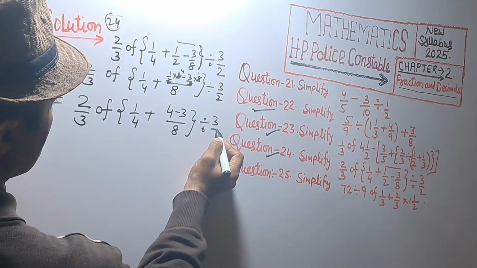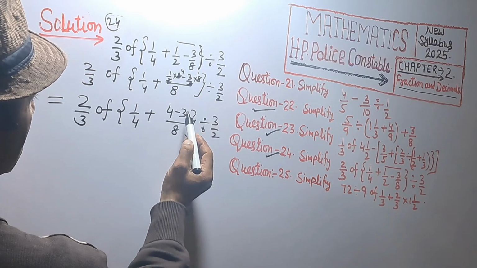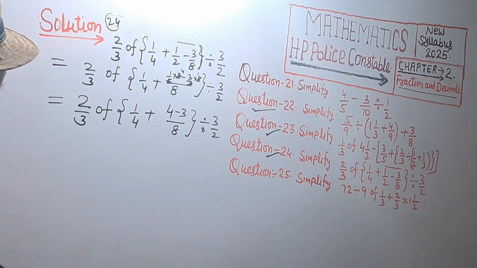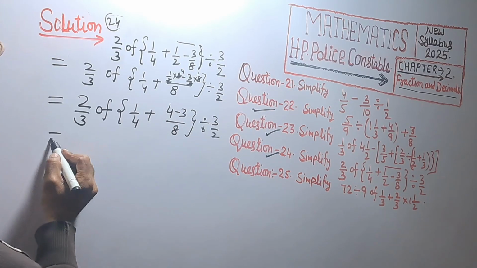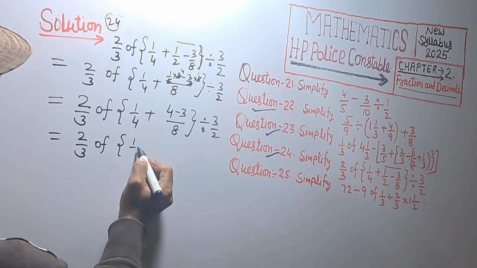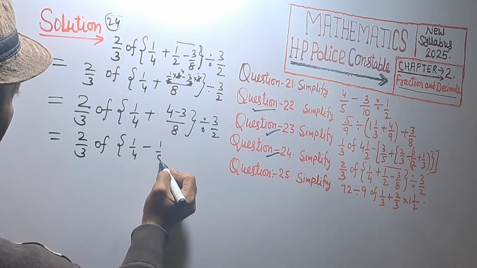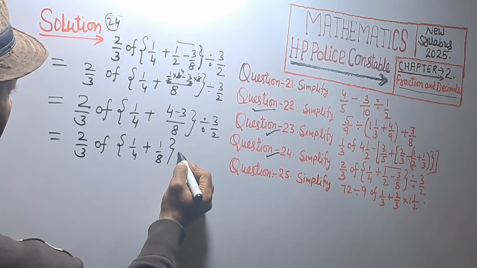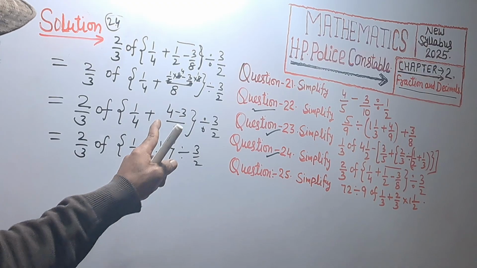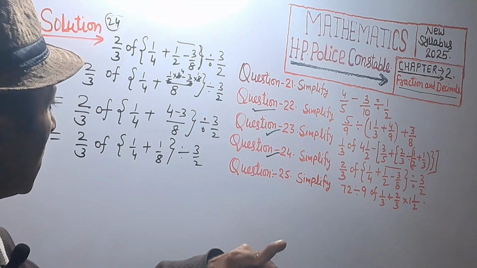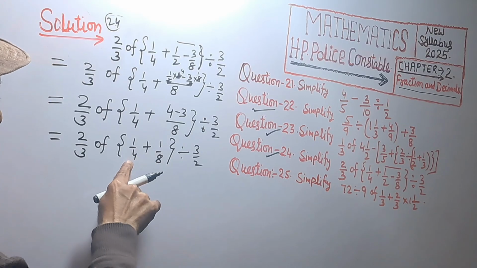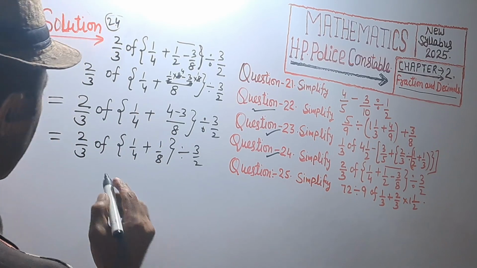Divide 3 upon 2. 3 1s are 3, 4 1s are 4. 4 minus 3 upon 8, that is equal to 1 upon 8. Next step is 2 upon 3 of 1 upon 4 minus 1 upon 8 plus, divided by 3 upon 2. 4 minus 3 is 1 upon 8, and the LCM of 4 and 8 is equal to 8.